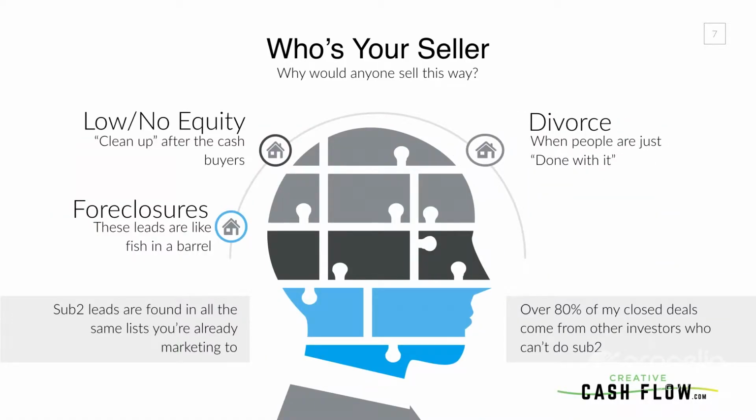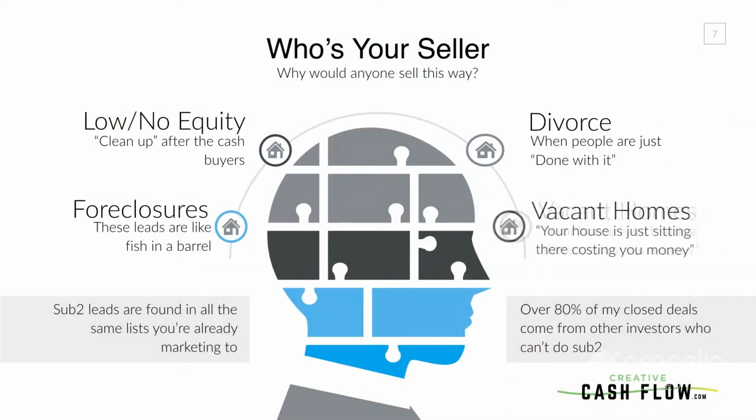Divorce is another area where people are highly motivated, want to get out. That can be a little bit more challenging because obviously you've got to kind of get both people on board with it a lot of times when both are on the mortgage. But it's another area where we run into a bunch of sellers. And then vacant homes. My favorite phrase of, hey, your house is just sitting there costing you money. I can at least take that burden off of you, right? So you can fit in a lot of different lead sources that way.